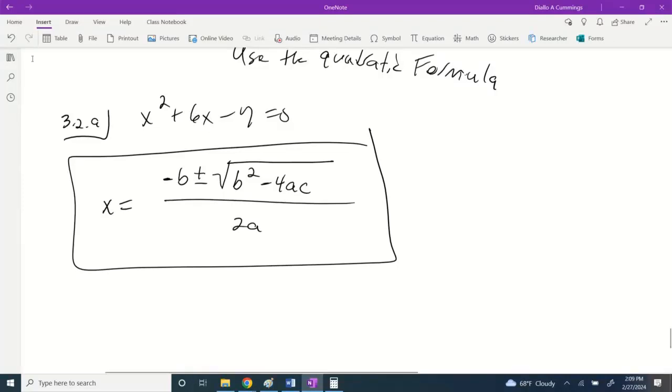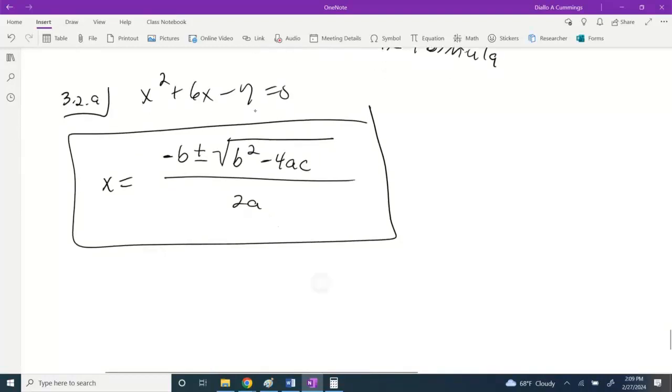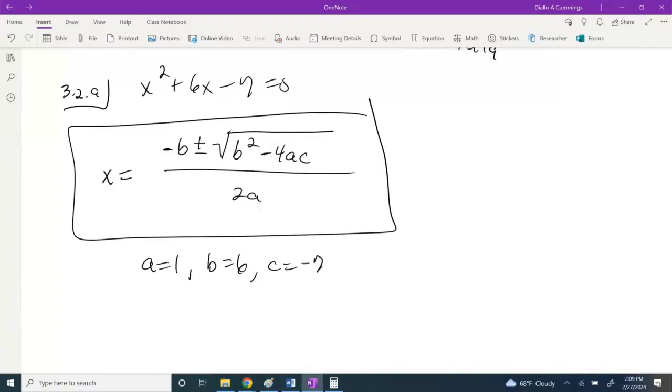So remember, a, b, and c are nothing more than the coefficients, or the numerical parts, of our trinomial. So a is going to equal 1, right? A is the coefficient of the squared term. b is going to equal 6, right? 6 is the coefficient of the middle term. And c is going to equal negative 7. Make sure you keep your coefficient as well as your sign. So I'm simply going to dump these numbers into the quadratic formula and simplify.